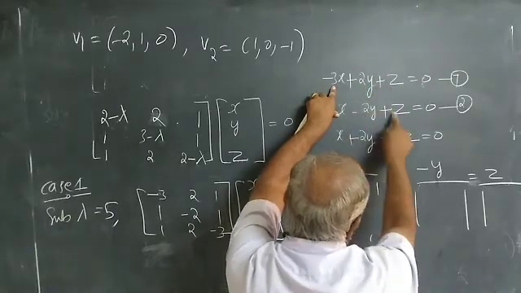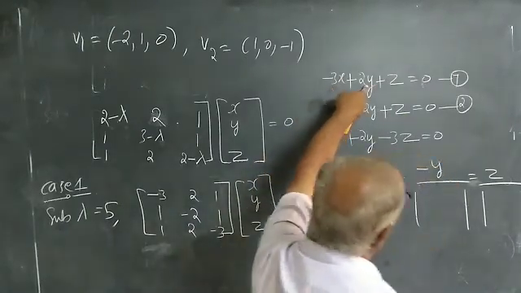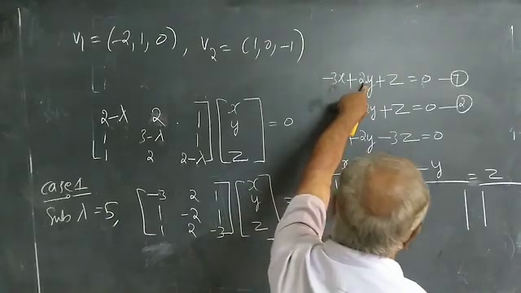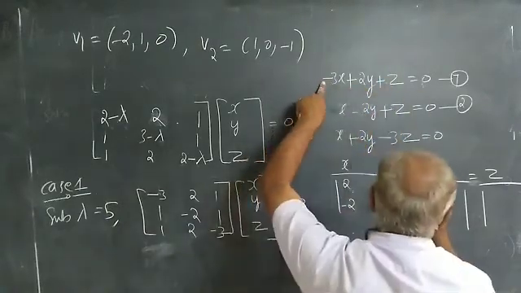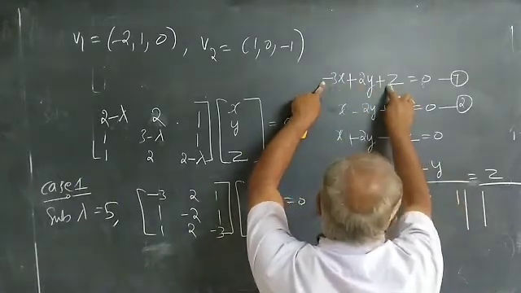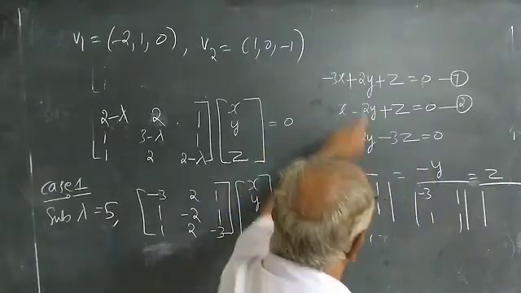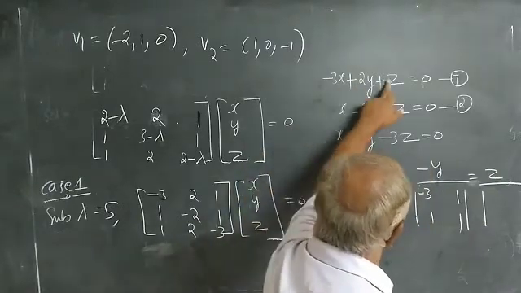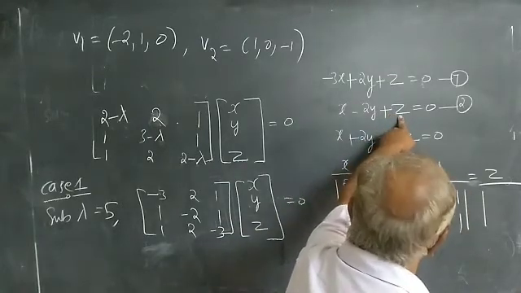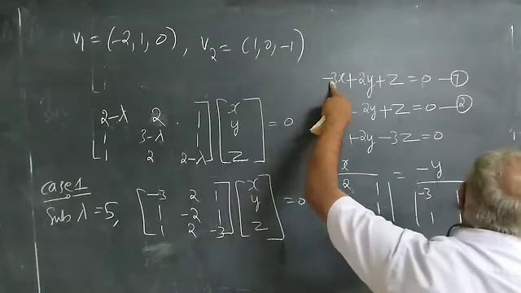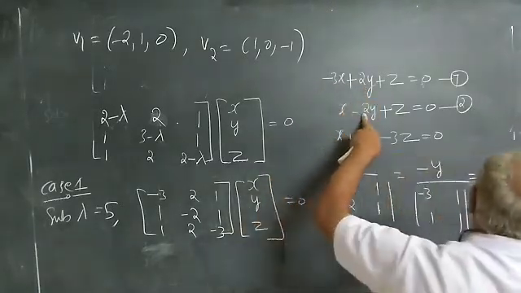2, 1. Here, minus 2, 1. Next, minus second variable y, I told you always minus second variable y, divided by minus 3, 1. So minus second variable divided by minus 3, 1, here 1. Next, z divided by determinant minus 3, 2, here 1, minus 2.